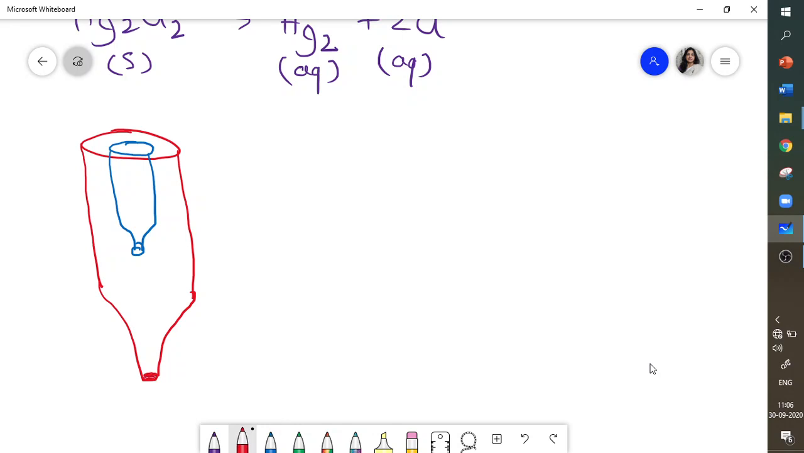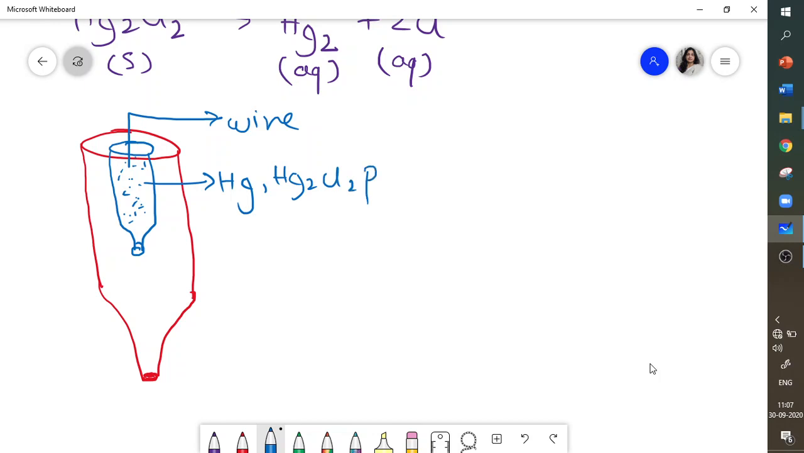This tube is closed, but we can open it depending upon the situation. From this tube we have an electrical connection, that is the wire. Now this internal tube, the blue tube, has Hg, that is your mercury, and Hg2Cl2 paste, which is filled inside. And here it is perforated, which means it has sieves.